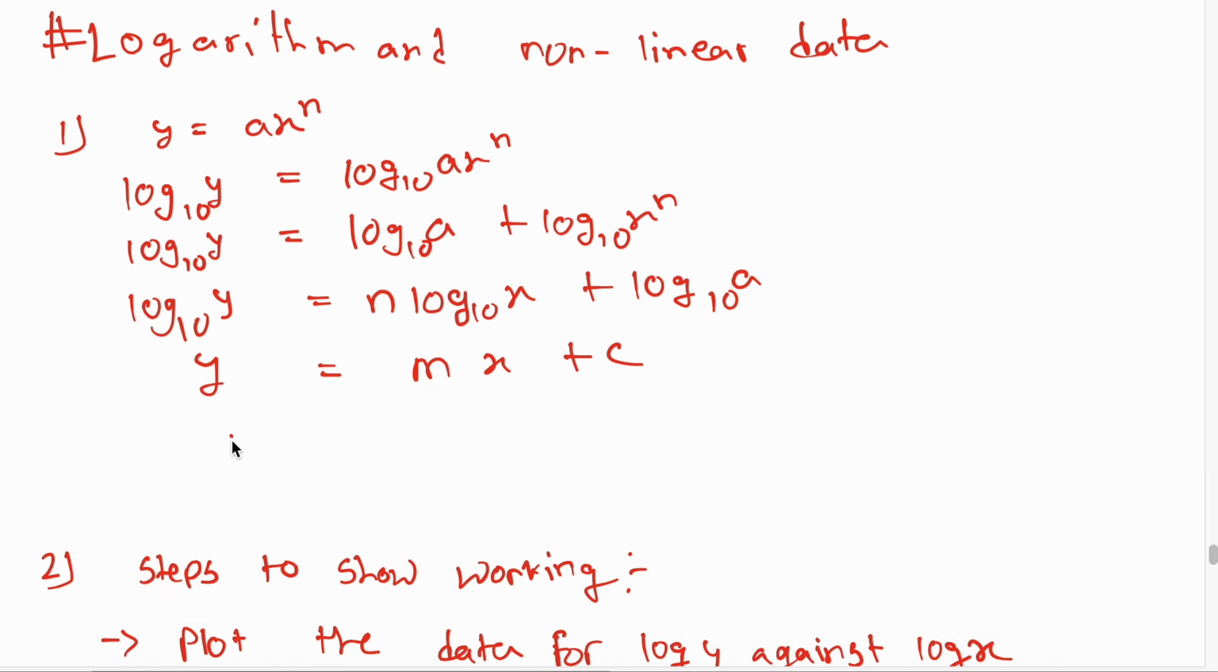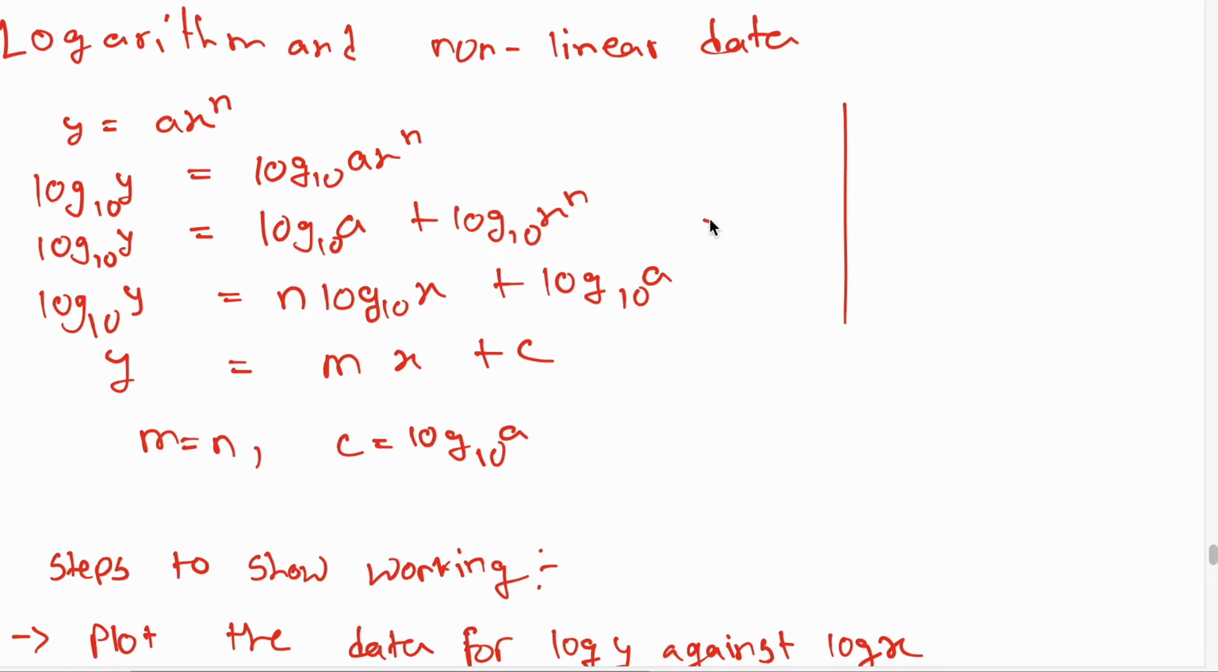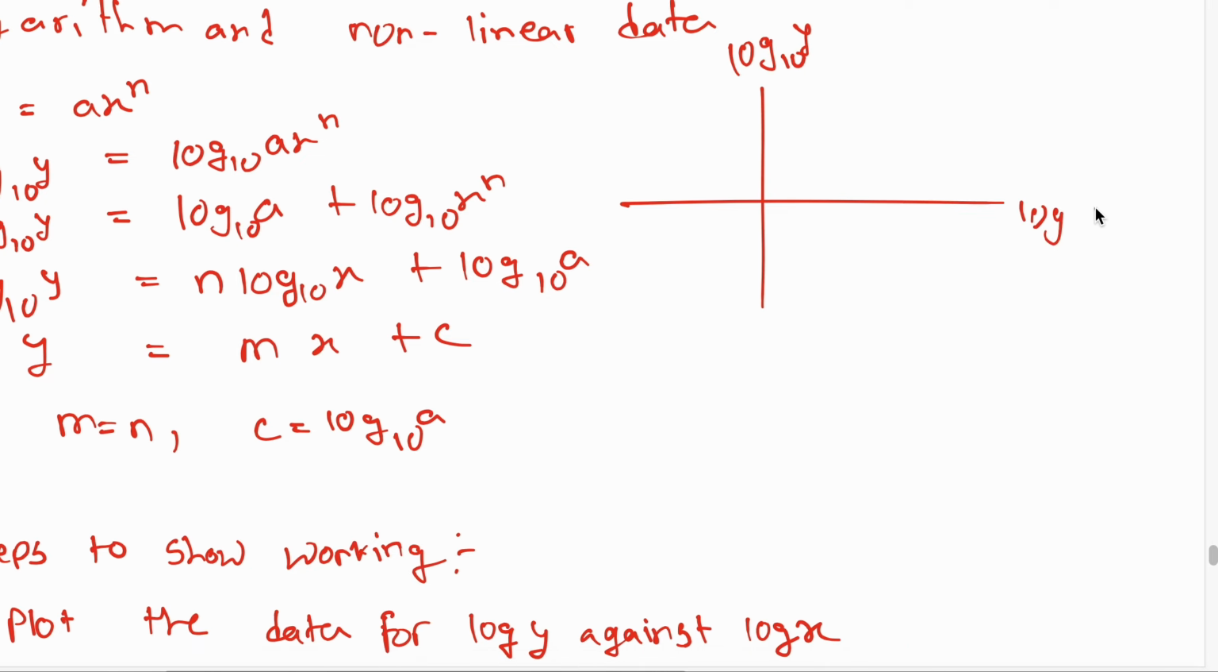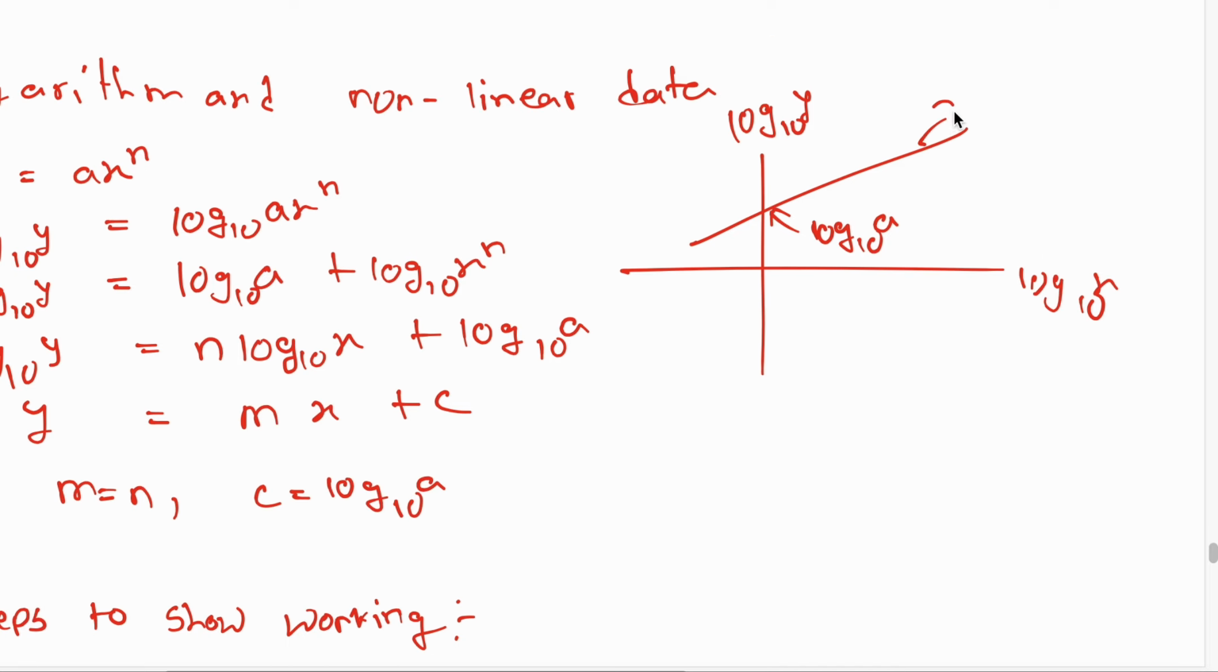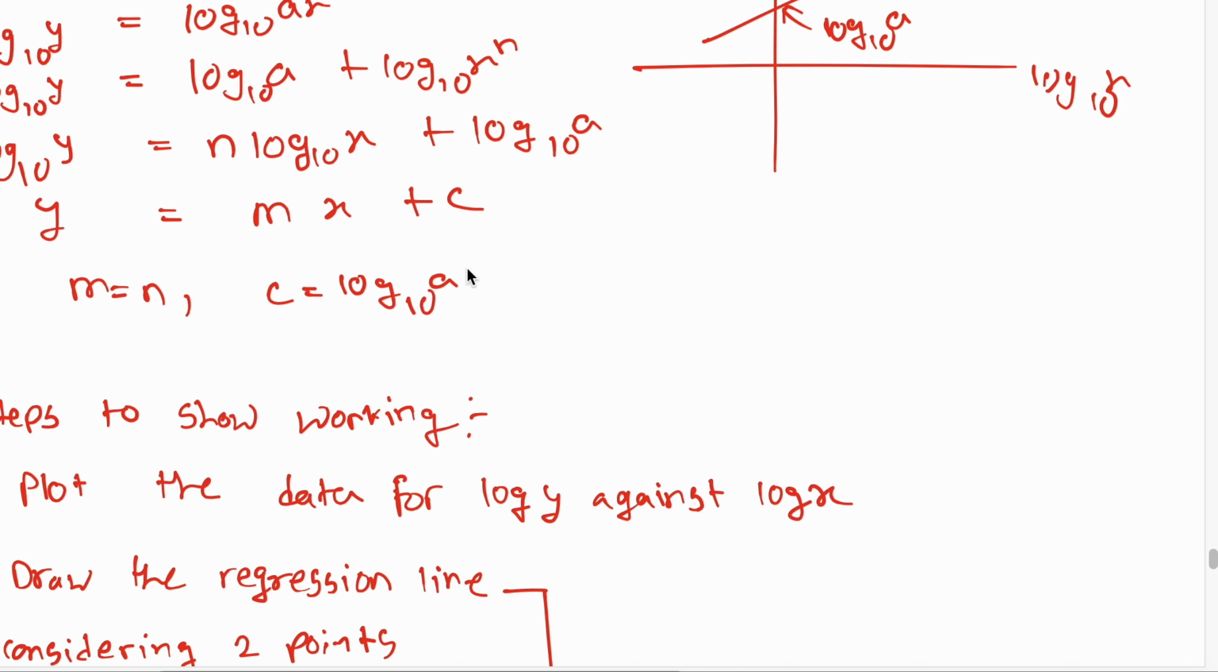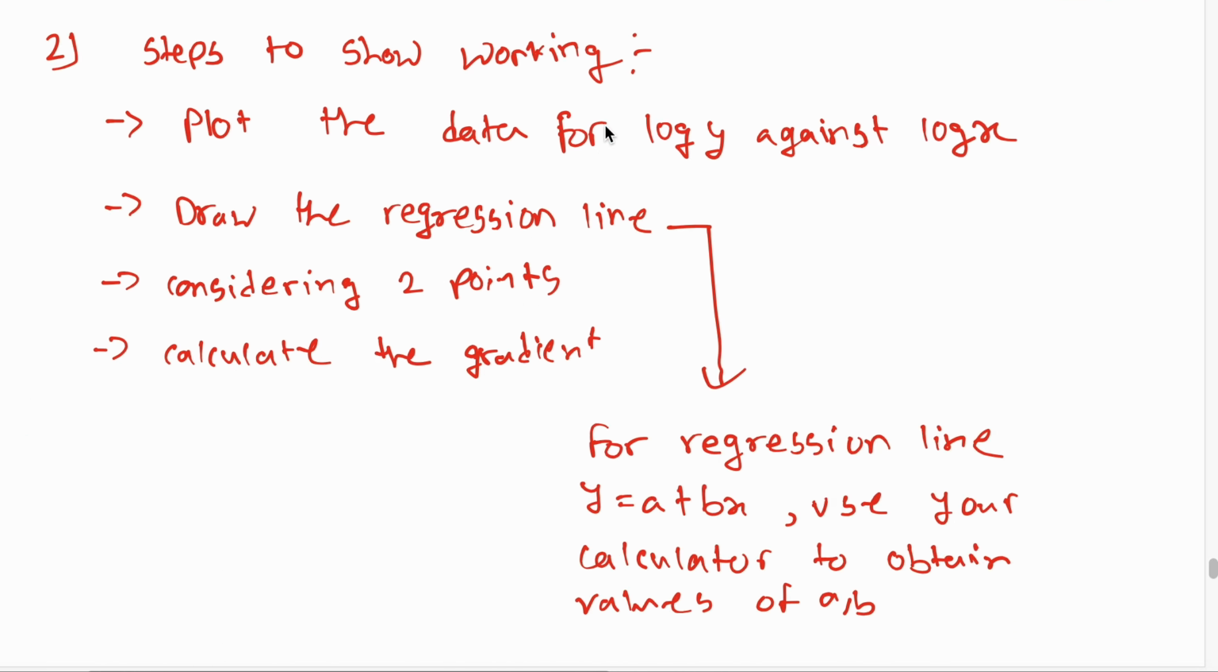Now here m is equal to n and c is equal to log a base 10. So let's draw a graph. For example, this is log of y base 10, this is log of x base 10, and the graph is this, and this point is the log of a base 10, and its gradient is equal to m. Then the steps to show working.